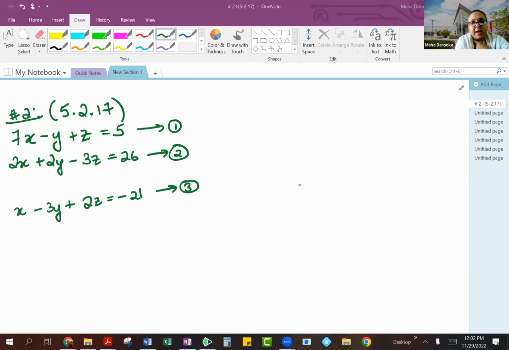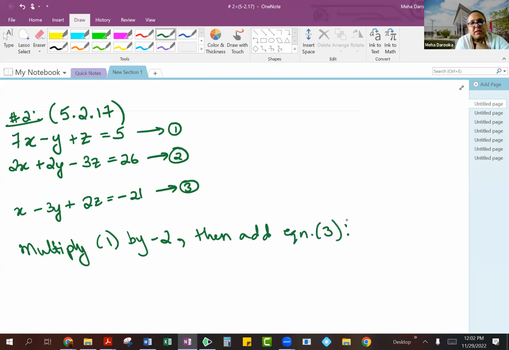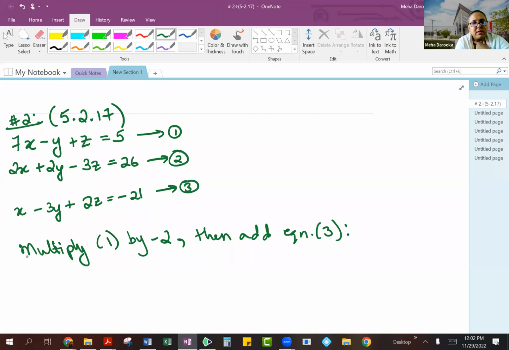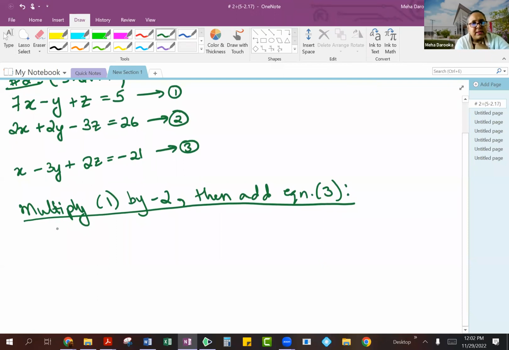We can start by taking, so that would mean we would take the first equation and multiply it. Multiply equation 1 by -2 and then add it to equation 3. Alrighty, so let's take a look at that.